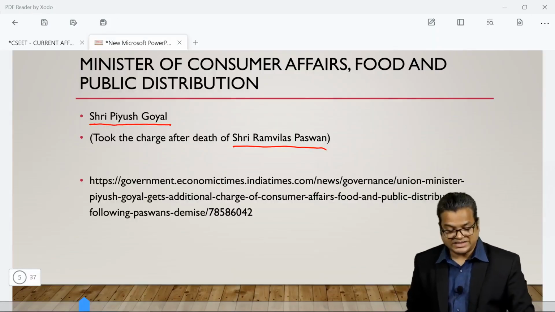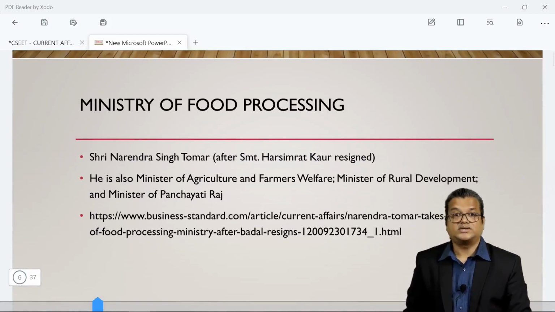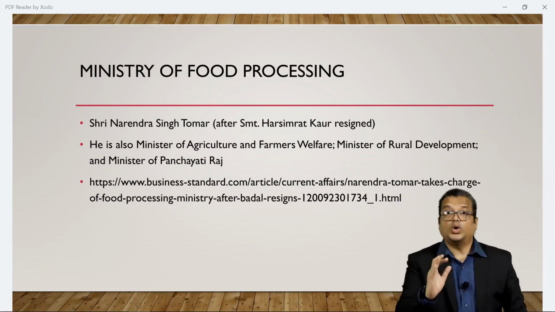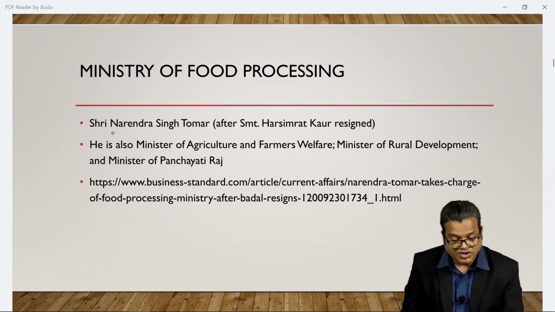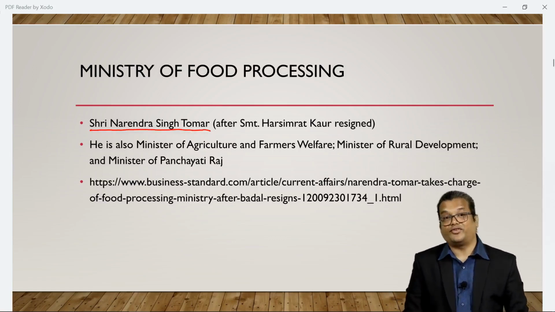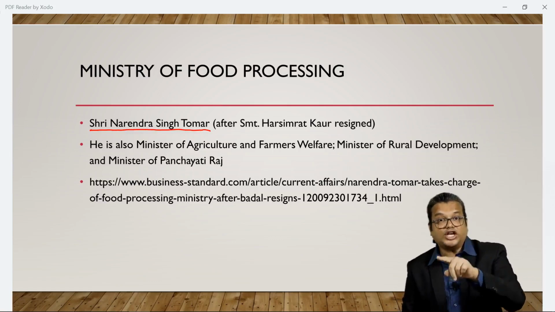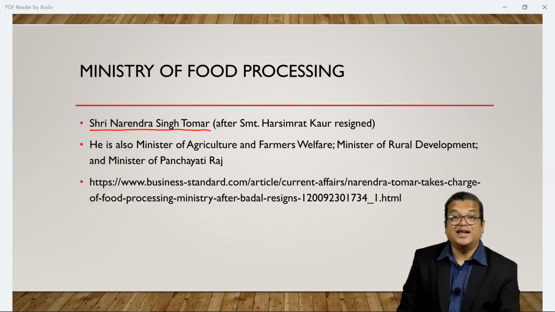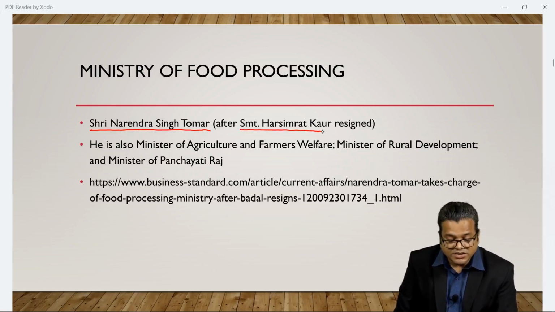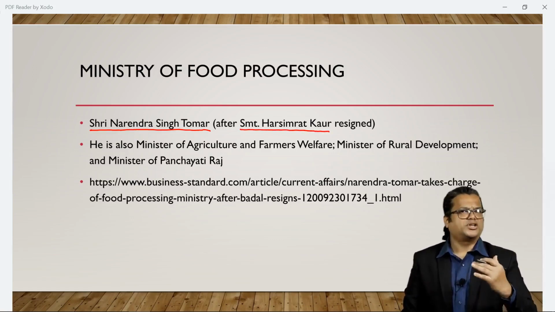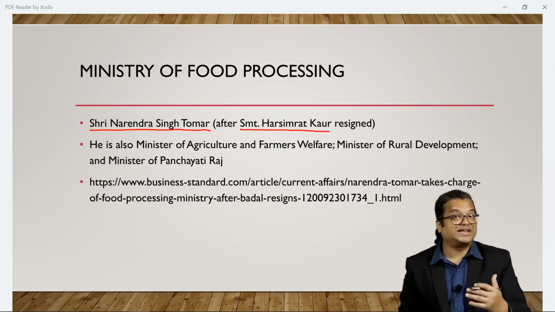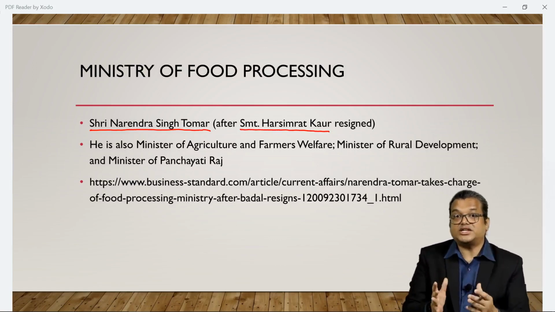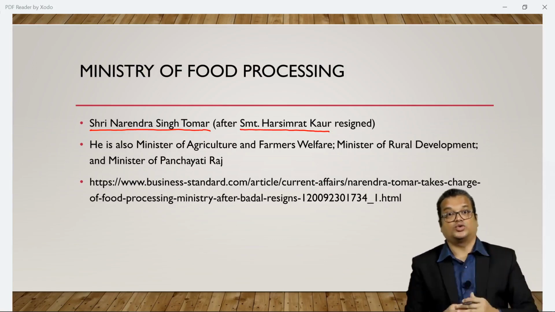Let's come to the next update, and the next update is about the Ministry of Food Processing. Who happens to be in charge of this? Shri Narendra Singh Tomar. Okay, fine. Again, this is a change which has happened recently. Earlier, it was held by whom? It was held by Srimati Harsimrat Kaur Badal. But she offered her resignation, which was accepted by the Honorable President of India. And then this ministry was handed over to, as you can see, Narendra Singh Tomar.